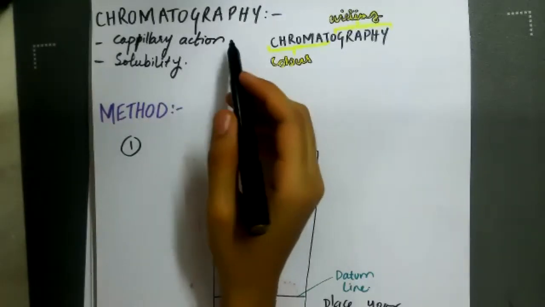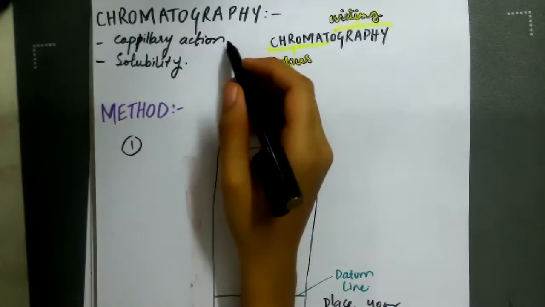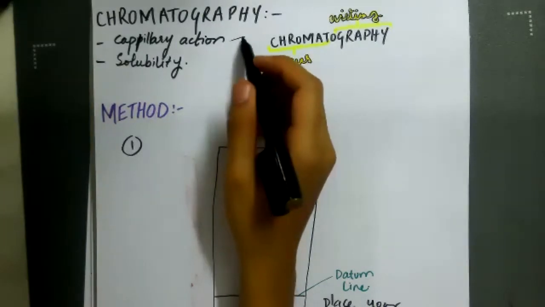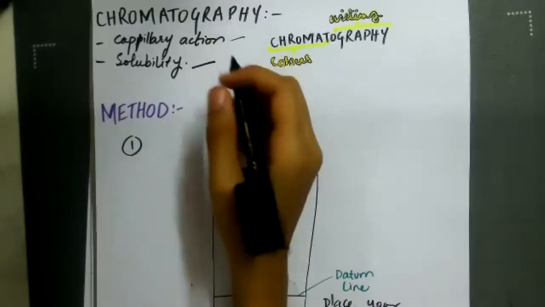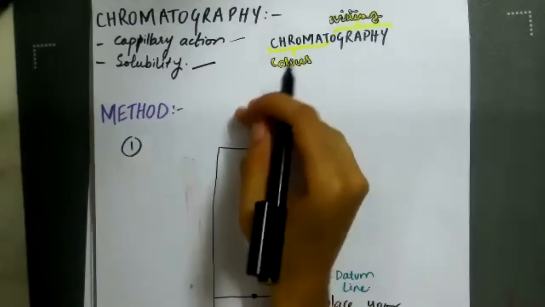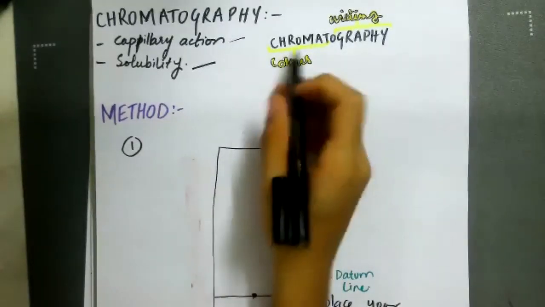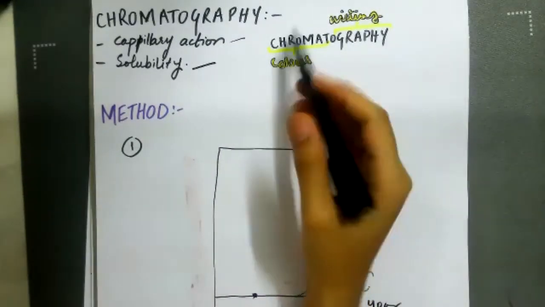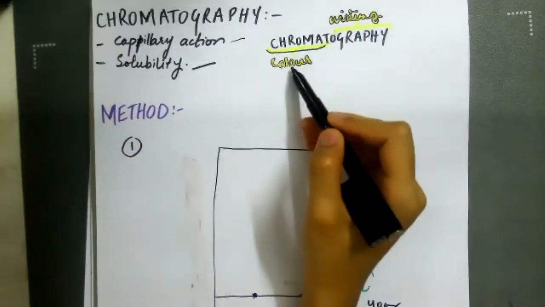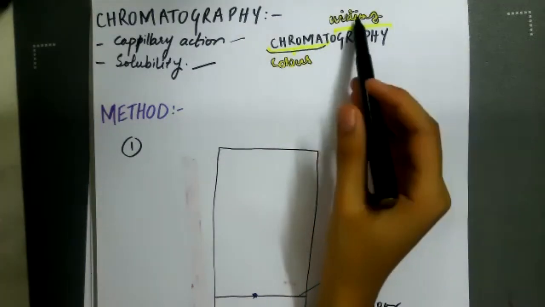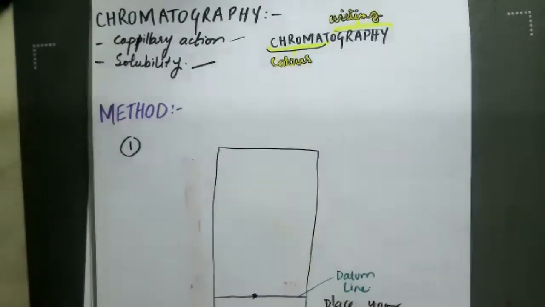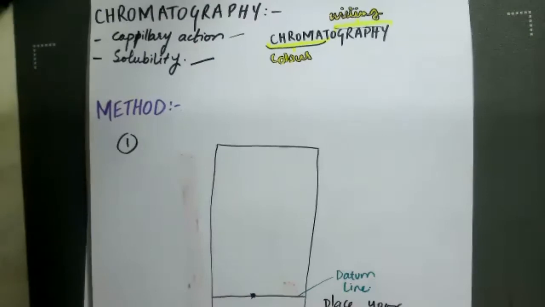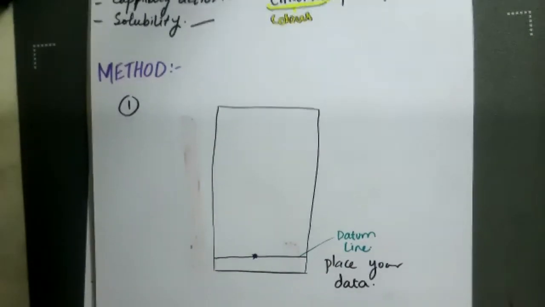The first one that we took advantage of was capillary action, and another one that chromatography uses is solubility. Before I go on with the list, I'm going to tell you what chromatography means. Chromo means color, and graphy means writing. So it's basically color writing, and you'll understand that better after you see the method.